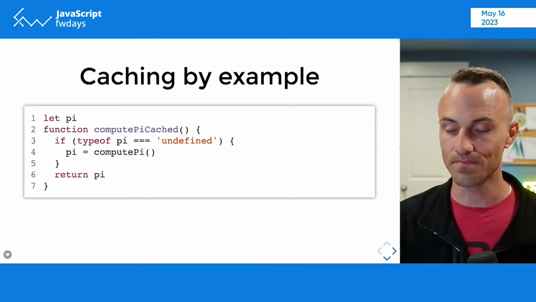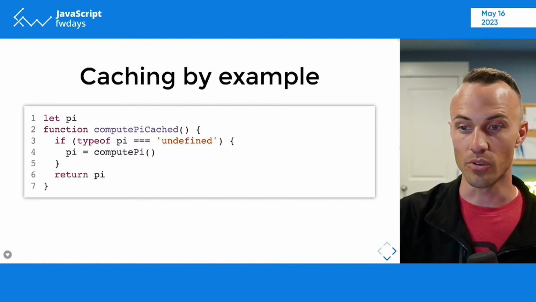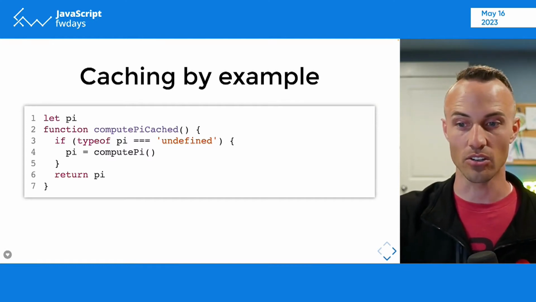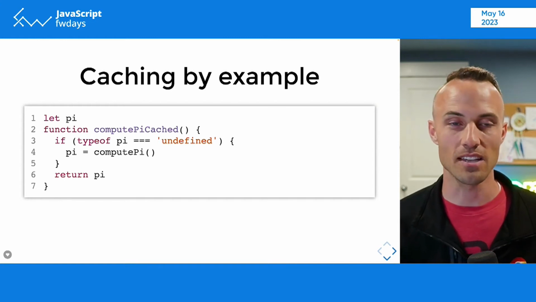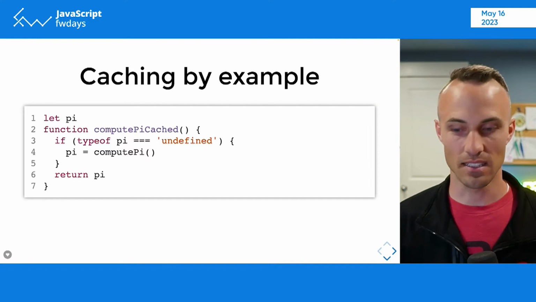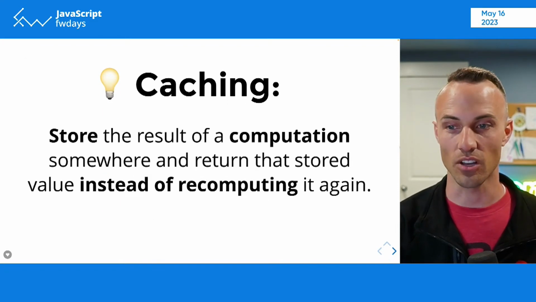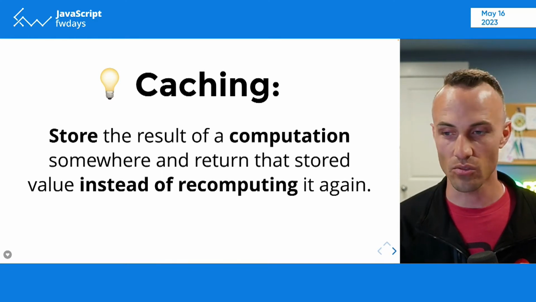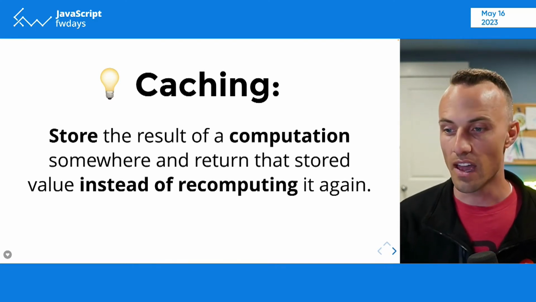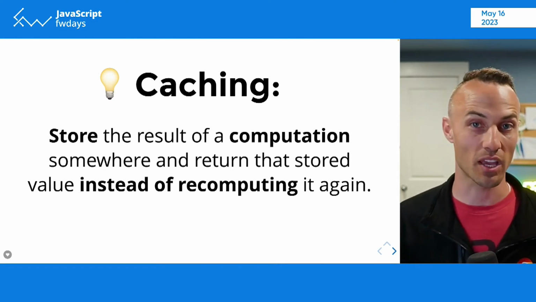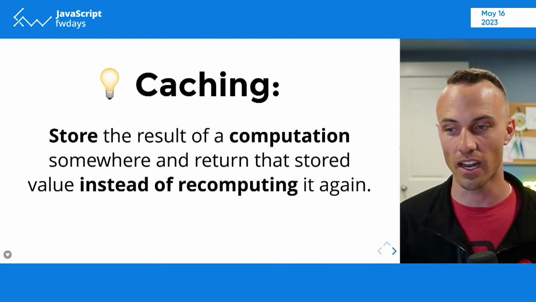And so in the future, when somebody calls computePiCached, they will not have to call the heavy function computePi. This is caching. It's actually very similar to the singleton pattern, if you're familiar with that. That's it. This is what caching is. So caching is storing the result of a computation somewhere and returning that stored value instead of recomputing it again. That's the whole idea behind caching.